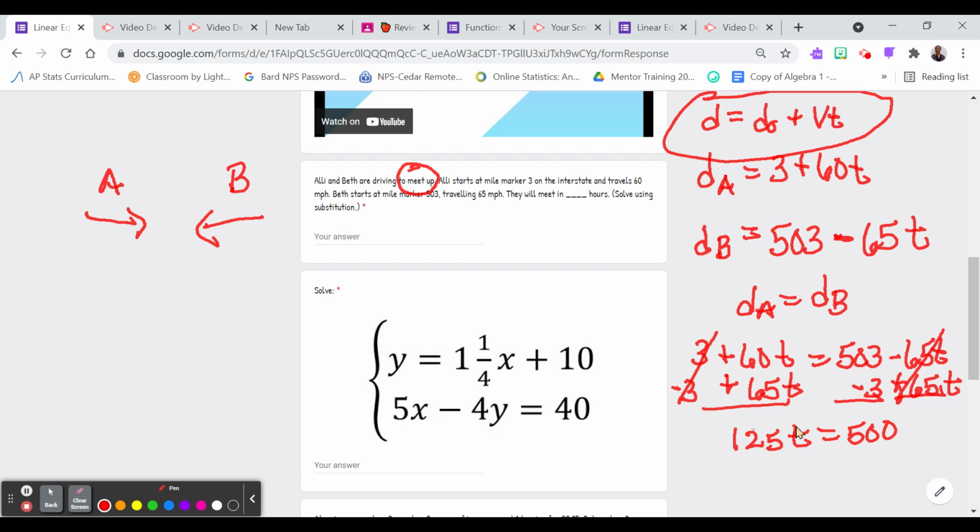My last step is I need to get t by itself. I'm going to divide both sides by 125. And 500 divided by 125, it's a nice even 4. So it looks like they're going to meet up in 4 hours.